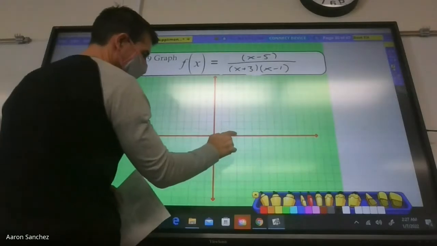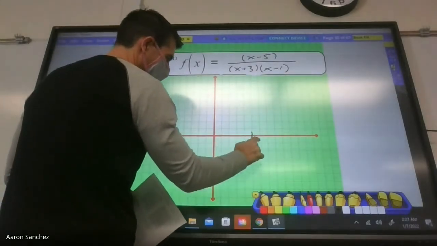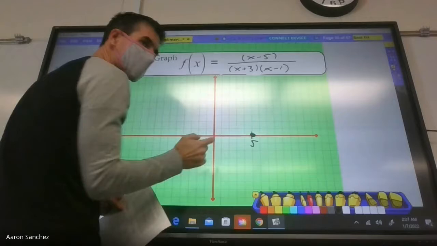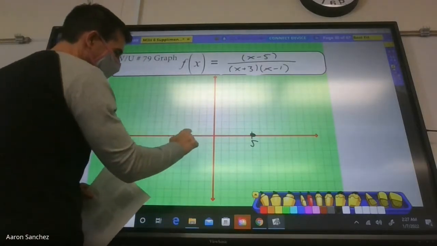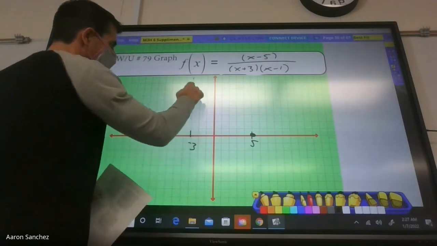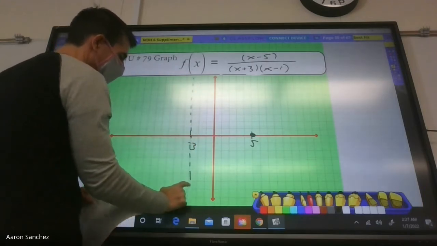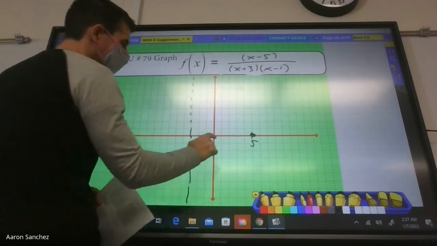Okay, so let's do our zeros. We got 1, 2, 3, 4, 5. So here I have to hit that point right there, right? Because it's a 0. And then -3, 1, 2, 3, and then +1.